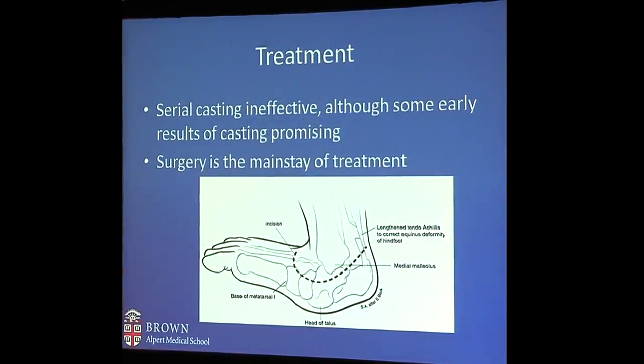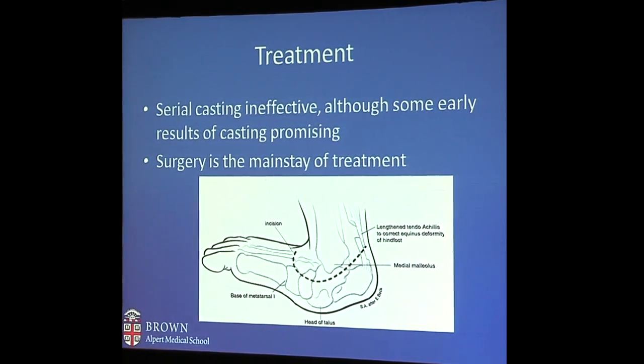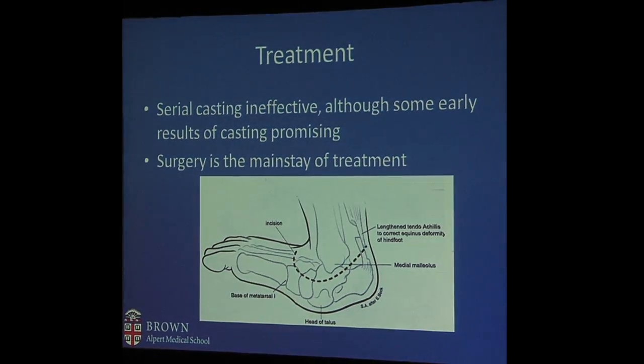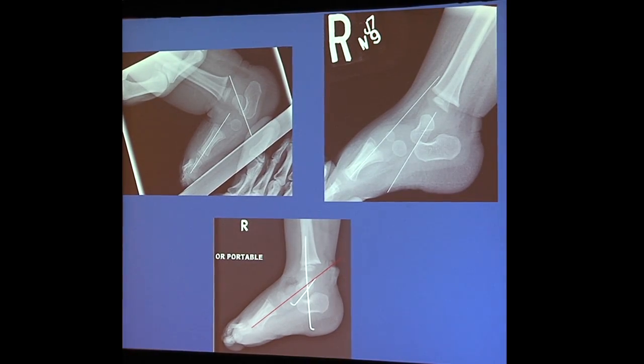Okay, so there are some reports of serial casting being helpful. That's really not widely accepted. This is a surgical problem. And again, we have to cut all the way around the foot. So here's a kid that I took care of with a vertical talus that was pretty significant. You can see the verticality of the talus. Here's the first metatarsal. When I bend it up, one is still pointing down, one is pointing in another direction.